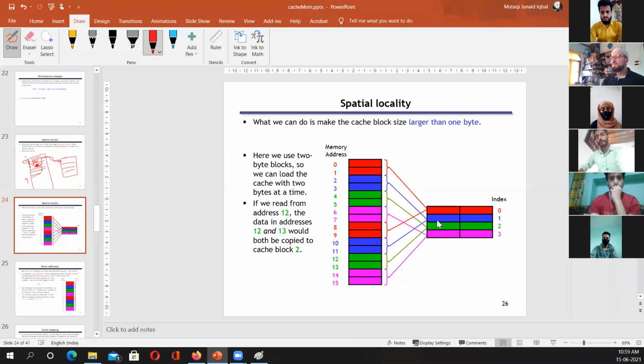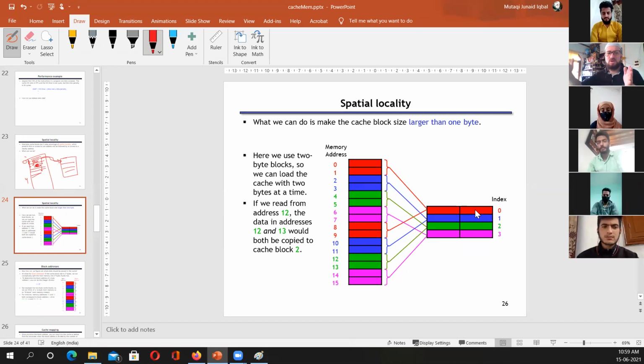Now this 2, 3 will go into the next, and 4, 5 will go into the next, and 6, 7 will go into the next, and then we'll repeat the same. Then 8, 9 will come back to this first block. So this is again a direct mapping. This is not associative mapping. This is again direct mapping, but I am increasing the block size now. You understand? I can have 2 blocks, 3 blocks, 4 blocks, 8 blocks, and so on. The more I increase the block size, there is more chance of cache hit rather than miss.